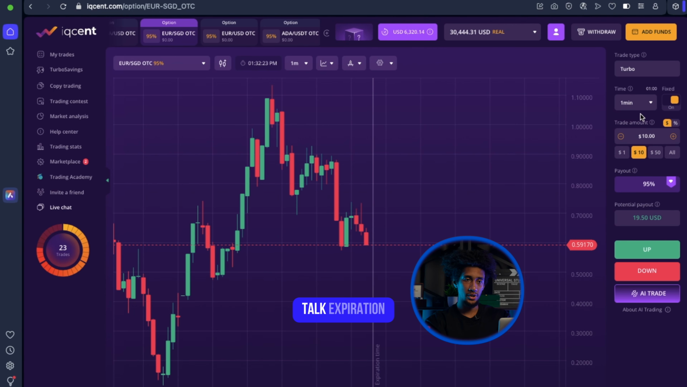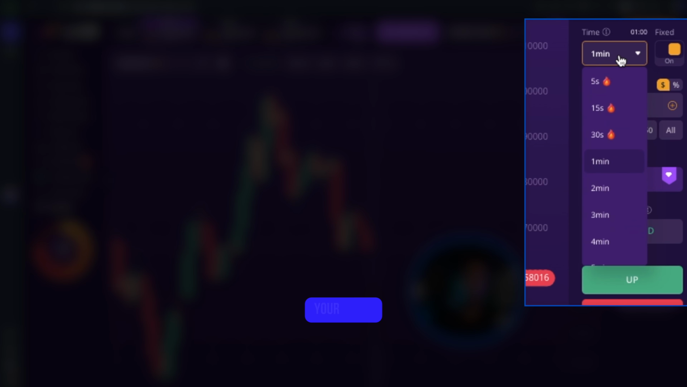Next, let's talk expiration time. This is the moment your trade automatically closes. If you set it to 1 minute, the system will close the trade in 60 seconds. And you'll see whether your prediction was right or not.